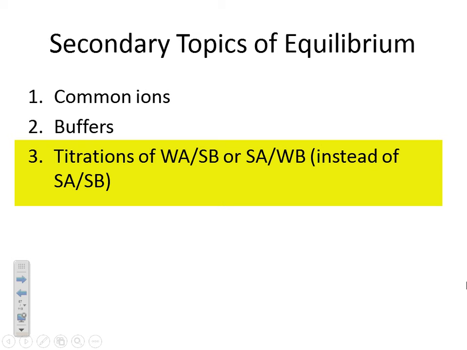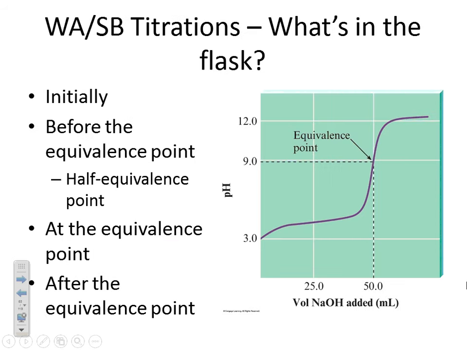Weak acid, strong base titration, or strong acid, weak base titration, is the last of our secondary topics in equilibrium. It comes in this order for a reason, because it is going to continue to build off of what we've been talking about in terms of buffers and common ion problems. And yes, we are absolutely still using all of our primary topic skills. You will still be writing equilibrium expressions, filling out ice charts, and solving for the unknowns.